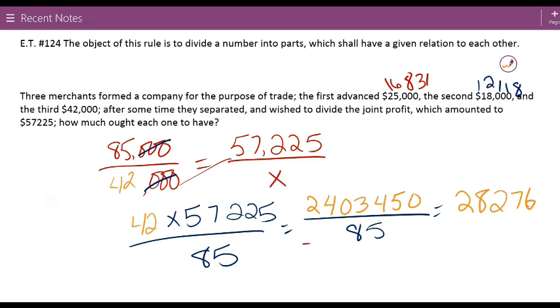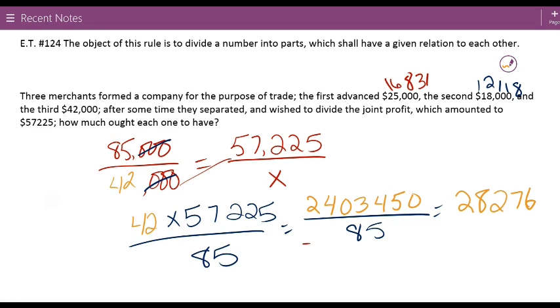And then to go ahead and check this in this example, we have it fairly easily. We can just add together our rounded amounts. So 16,831 plus 12,118 plus 28,276, and with the rounding we end up with 57,225. It did work out exactly that time. Since we rounded, there is always a little bit of room for error.